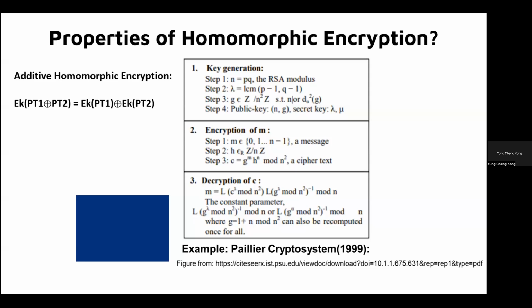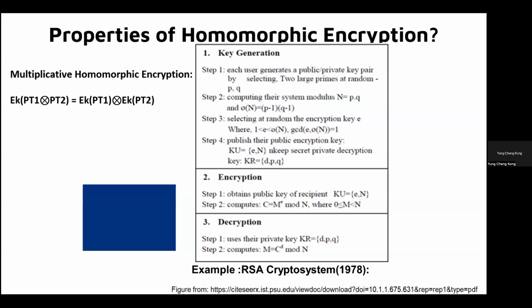Now we will talk about the properties of HE. The first property is additive. For example, Paillier: given encryption of PT1 and PT2, we are able to compute an encryption of PT1 plus PT2 without having access to the secret key. The second property is multiplicative. For example, the RSA scheme: given encryption of PT1 and PT2, we can get a ciphertext encrypting PT1 times PT2 without accessing the secret key.